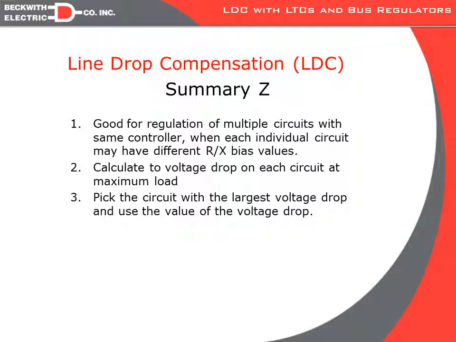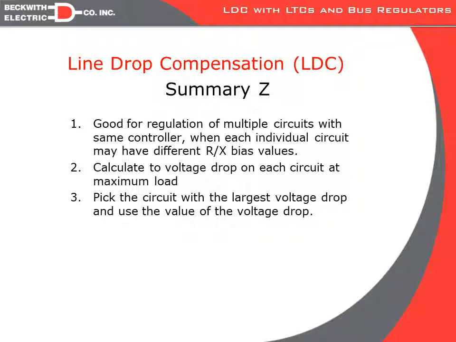So in summary, the Z approach is best used for LTCs or bus regulators, where you have one device regulating multiple circuits that are not close. Now, if the circuits get too far apart, we need to handle that too. So for instance, if I were using Z and I had 4 circuits, and in the previous example, they were 2, 3, 4, and 6. There was only a 4 volt delta between the low and the high.